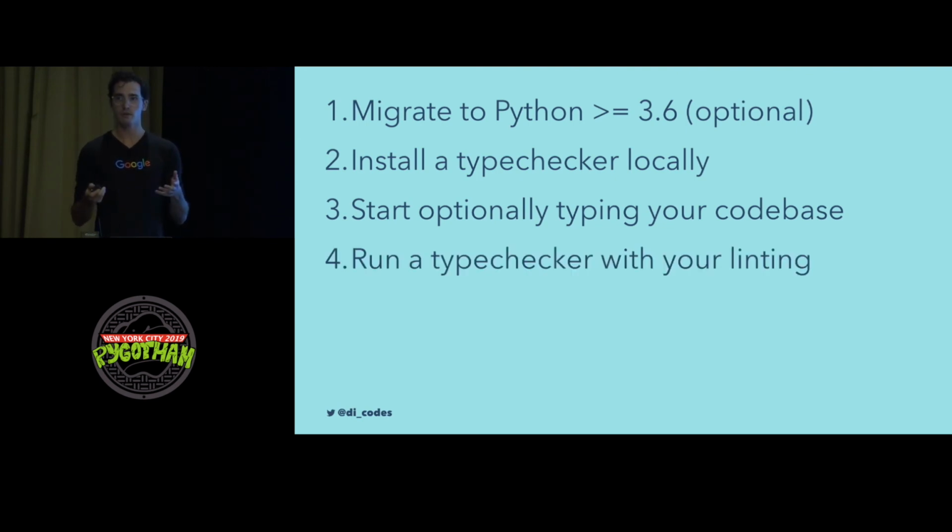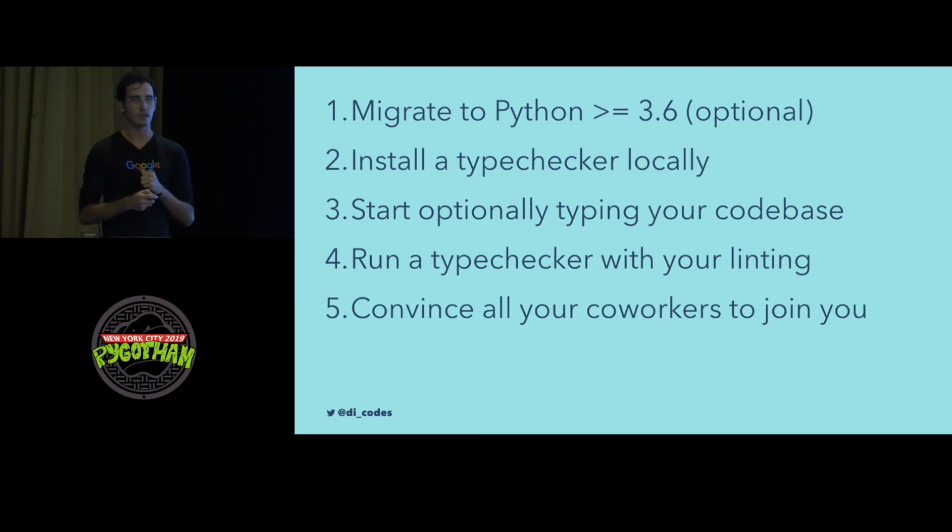And then what you can do once you have a little bit of static typing is you can run your same type checker with your linting. So I'm assuming you're doing linting. Everyone's probably just running black now. Just add type checking as well. Just run MyPy at the same time. And finally, you can convince all of your coworkers to join you in the glory of static typing.